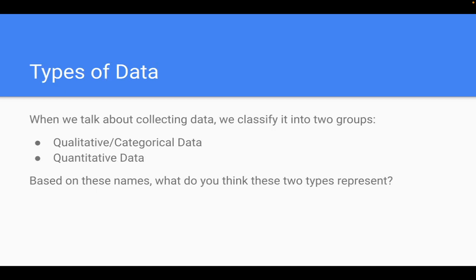So there's two major types of data that we're going to be talking about. The two major groups are called qualitative and quantitative. Another name for qualitative is categorical data. So based on these names, what do you think these two types represent? Think of the terms qualitative and quantitative.